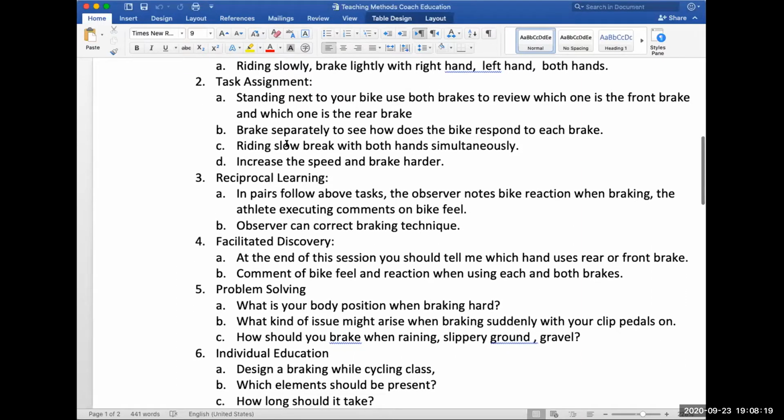If I were to do it via task assignment, still the same braking while on a bicycle, I would give the people the tasks: stand next to their bike, use both brakes to review which one is the front and which one is the rear, brake separately to see how the bike responds to each brake, ride slow with both hands simultaneously, and increase the speed and brake harder. So I would give these tasks to the people and allow them to do it on their own time. And this would be a little bit more athlete-led, but still very coach-led.